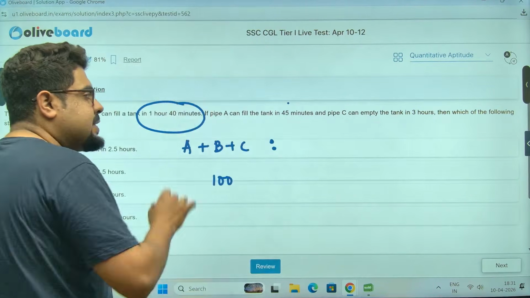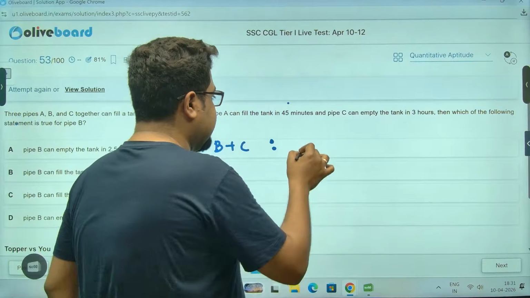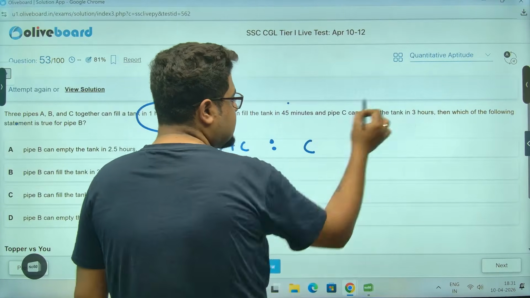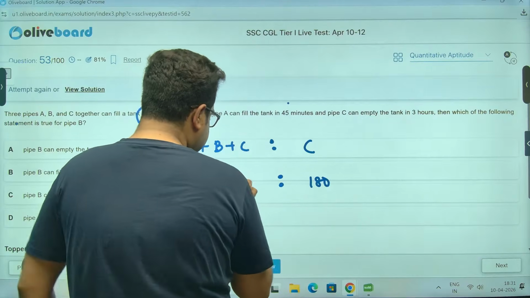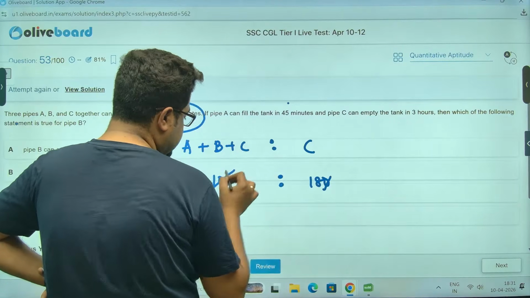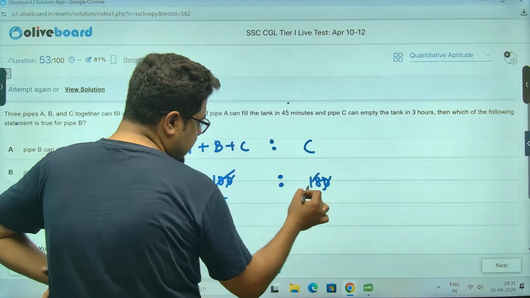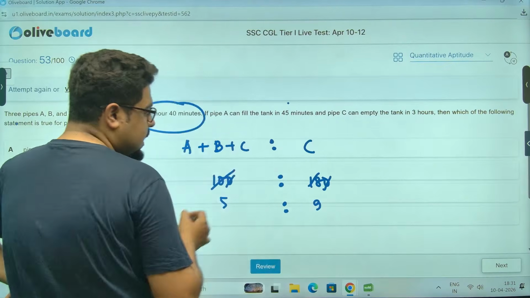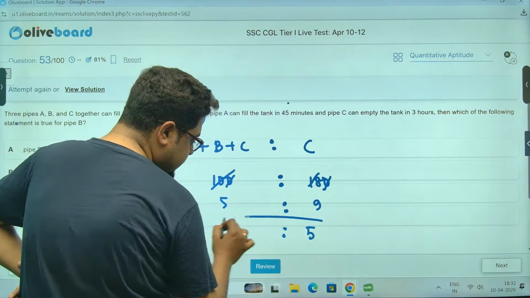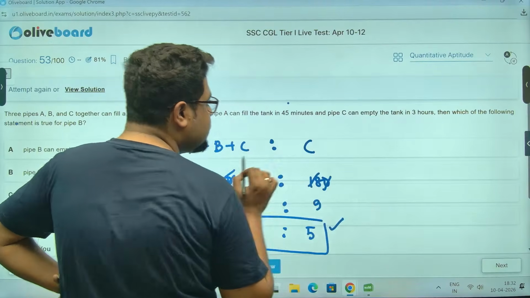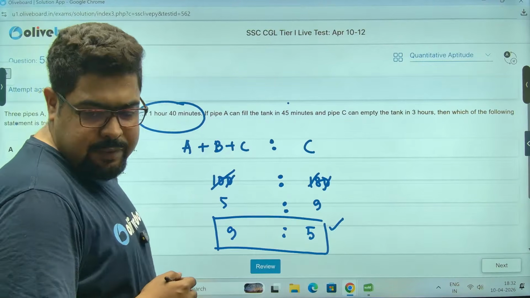Again, plus minus we'll see later. Pipe C can empty in 3 hours, meaning 180 minutes. So again, sir, the zeros are gone. So 2 5s are this, 2 9s are this. Correct? So efficiency ratio will be 9:5, sir.